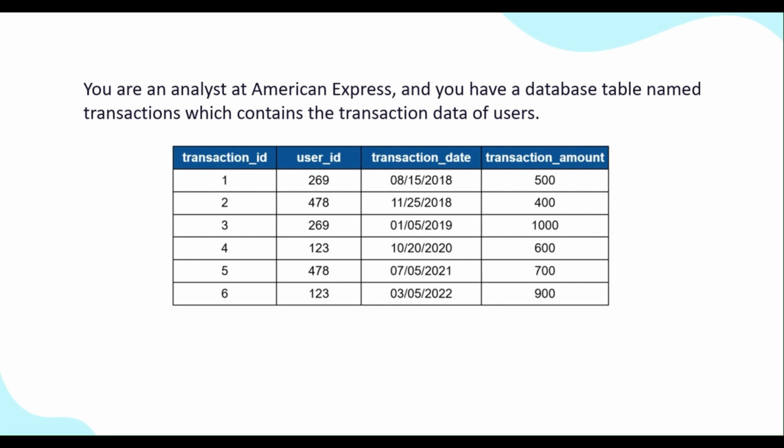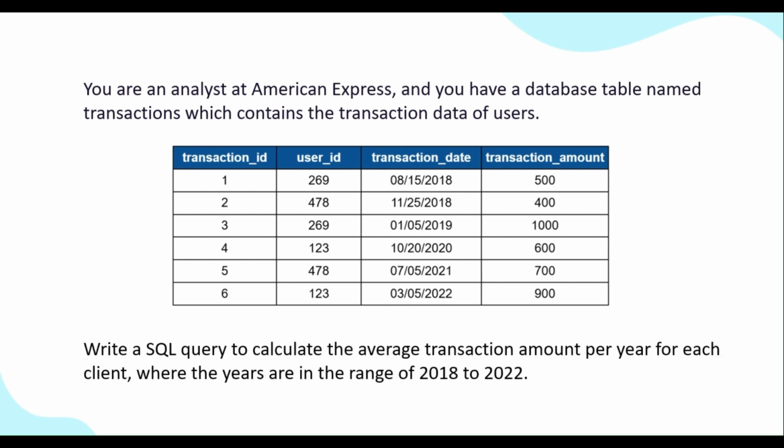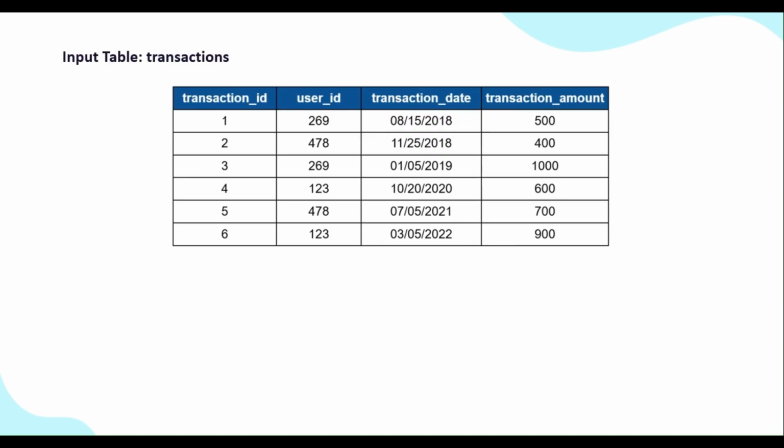by the user. Now your task is to calculate the average transaction amount per year for each user, specifically for the years 2018 to 2022. So let's take a look at the input table and the output table over here. So here is the table.